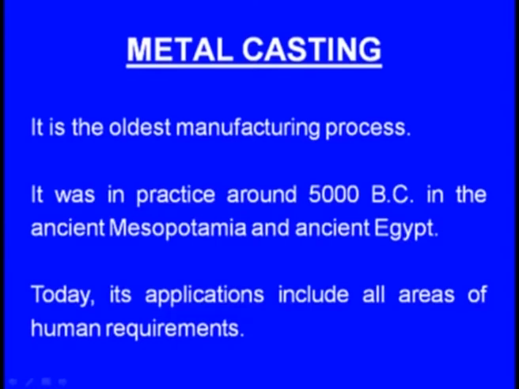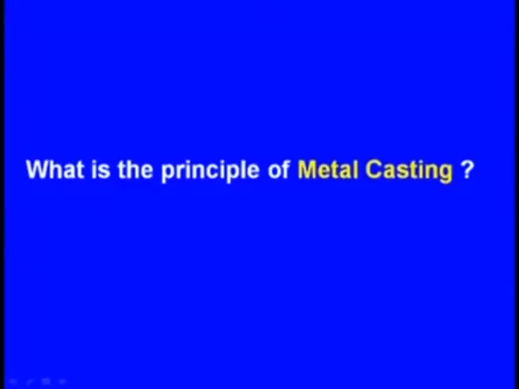Today, its applications include all areas of human requirements. We have applications of metal casting in the automobile industry. The automobile engines are manufactured by metal casting. The aircraft engines are manufactured by metal casting. The turbine blades, the turbine housings, machine tool structures and many more are manufactured by metal casting. So, first of all, what is the principle of metal casting?